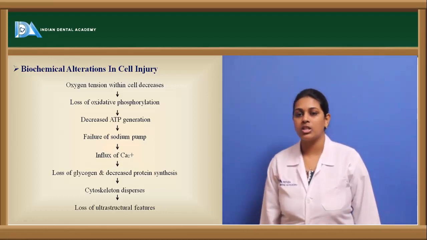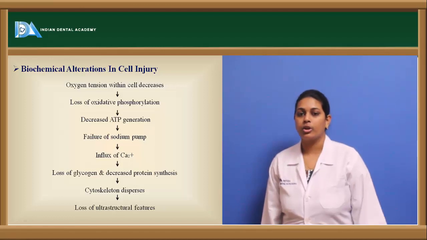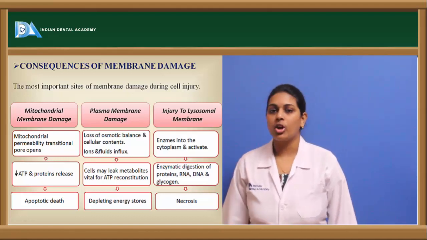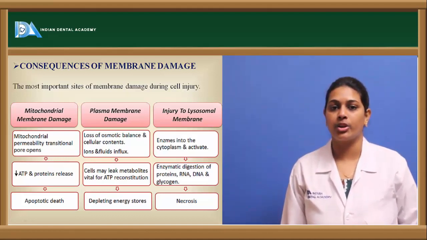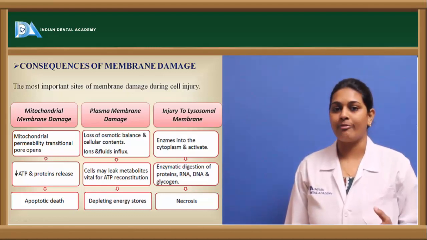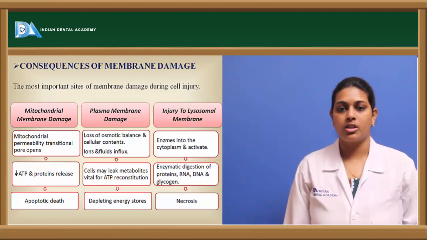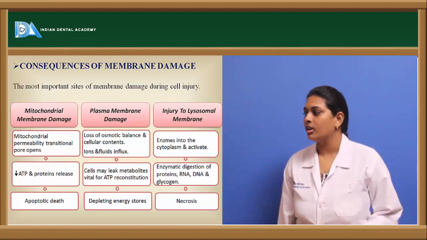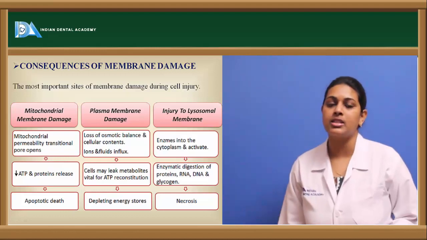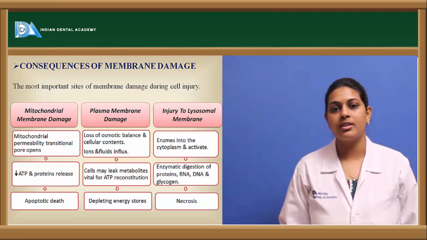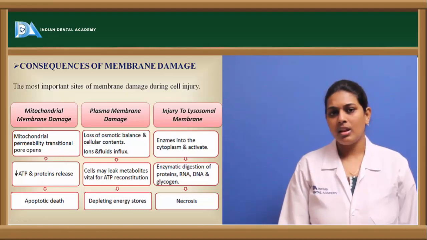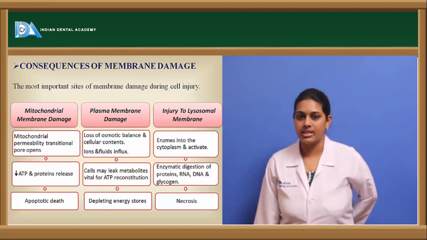Thereby there will be ultimately loss of the ultrastructural features, which could be at the cellular level or otherwise at the tissue level. Coming to the consequences of the membrane damage, when there is any injury and this injury starts affecting the membrane, these are the processes which have been identified based on certain studies. They lead to the conclusion that when there is mitochondrial membrane damage, since mitochondria have a membrane which has a permeability function, this permeability function is being maintained by certain proteins.